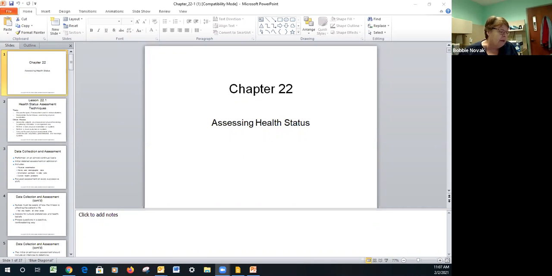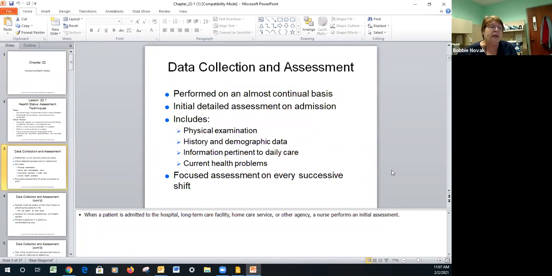Okay. Remember that with your nursing process, assessment is the very first step. So we're gathering data, and we're always gathering data. We start gathering data the minute we see a patient come down the hall. We're looking at their skin color. We're looking at how they move. We're looking at, are they alert and oriented? These are things that we are continually assessing.